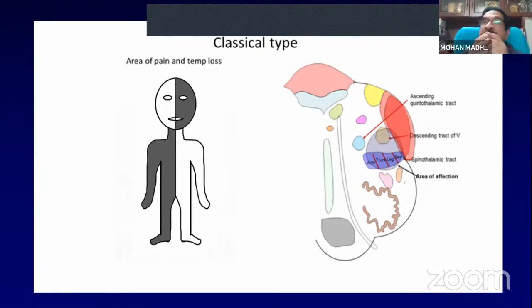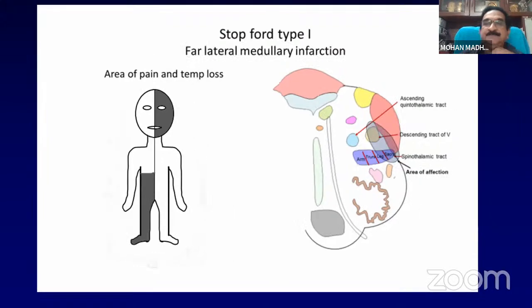The patterns can be quite variable depending upon which part is affected. Let us see one by one. This is another common pattern, which is called Stopwatch type 1. These patterns are named by the Stopwatch as type 1, 2, 3, and 4, like that. I'll show each pattern. There's nothing to remember, but only the location where it is affected, you get the anatomy, you get the deficit.